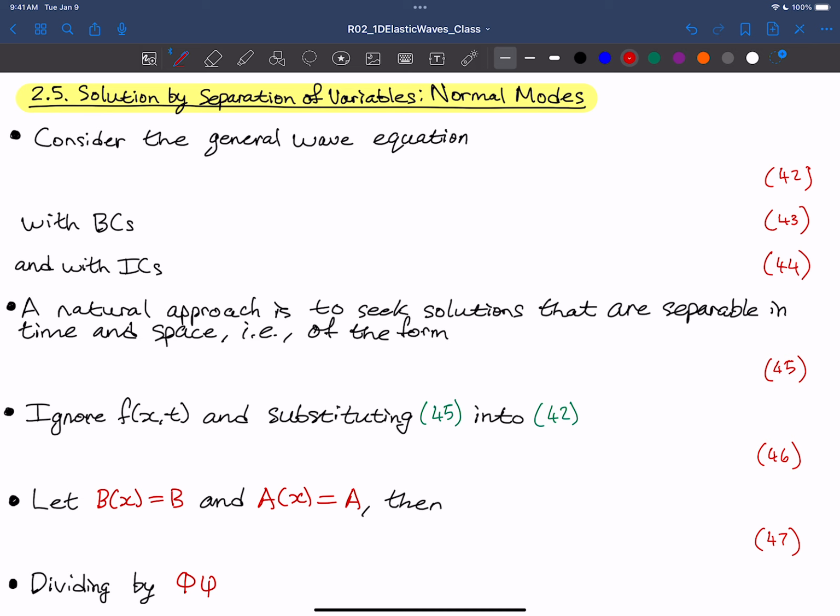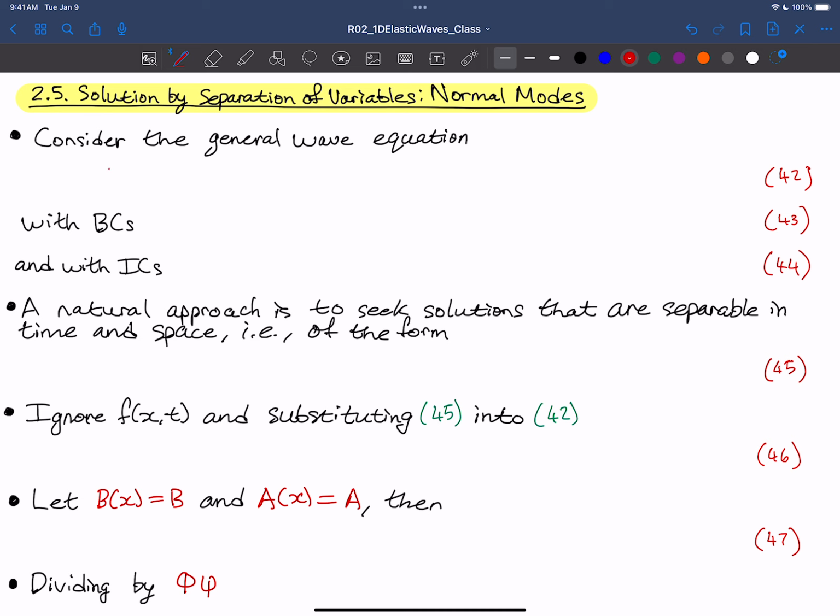In this video, we're going to continue discussing the 1D elastic wave equation, and we're specifically going to focus on the solution by the method of separation of variables, which will lead to what are known as normal modes or modes of vibration, or also eigenvalues and eigenfunctions. We're going to start by considering the general wave equation.